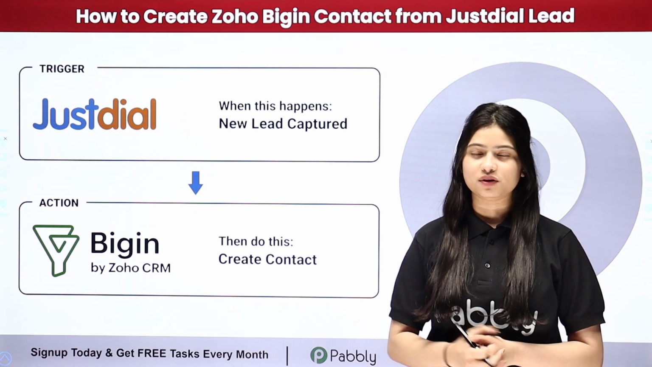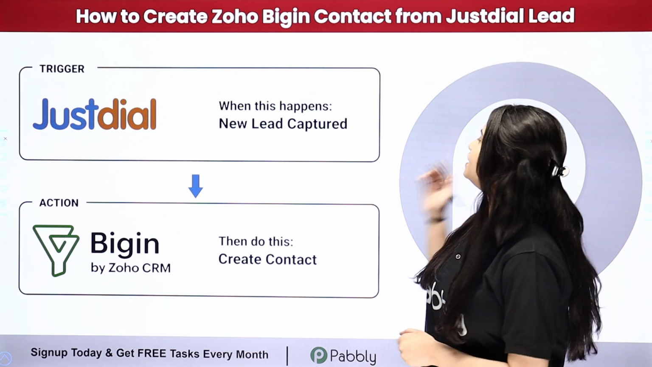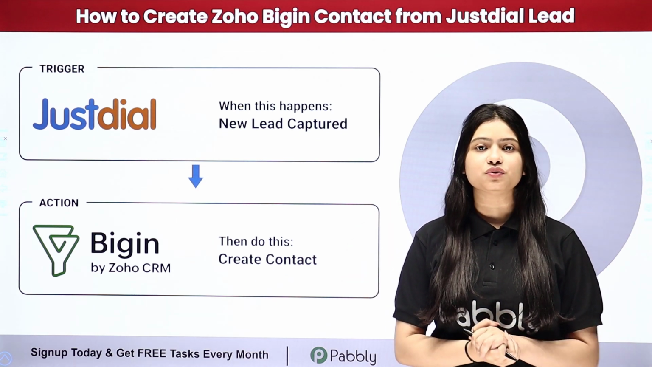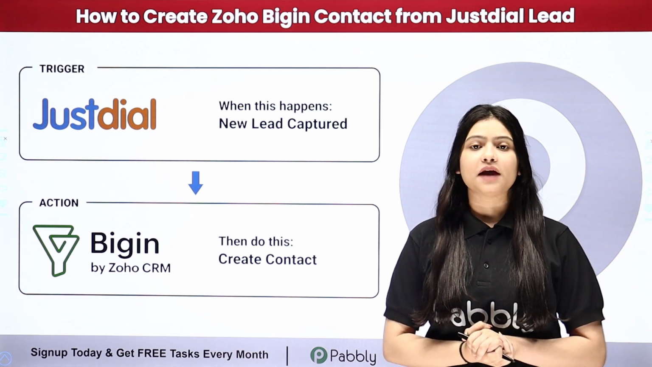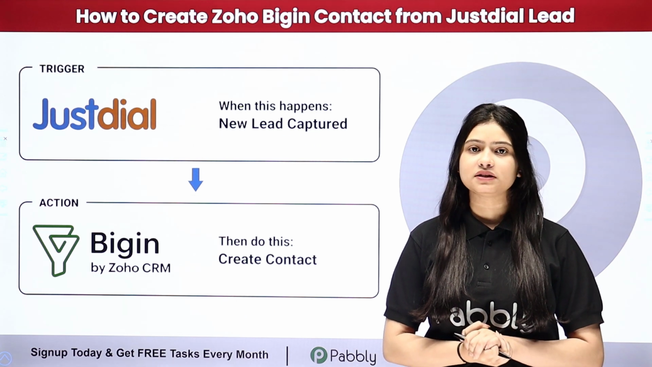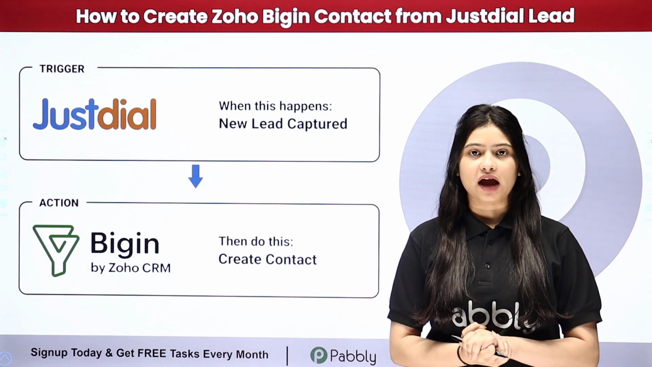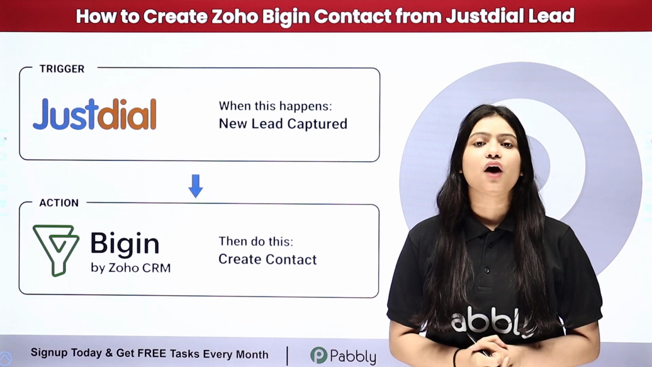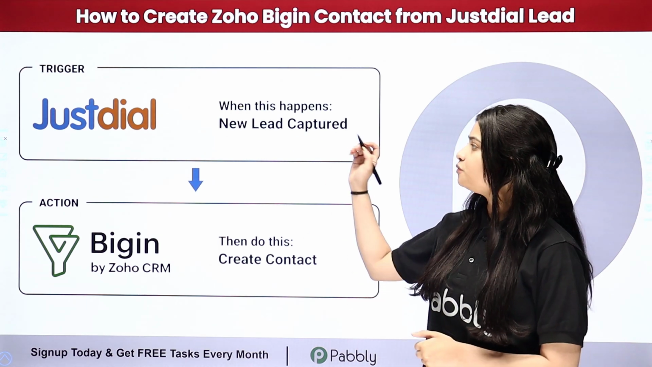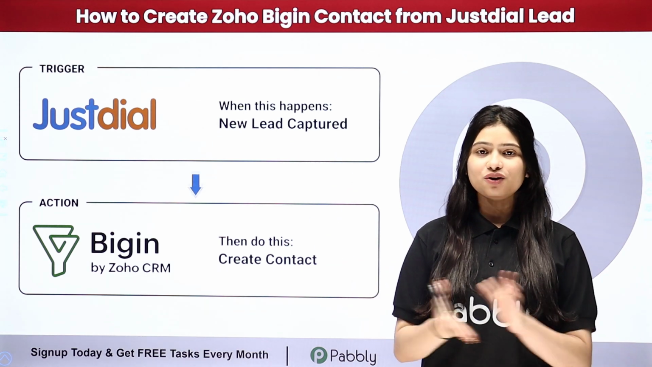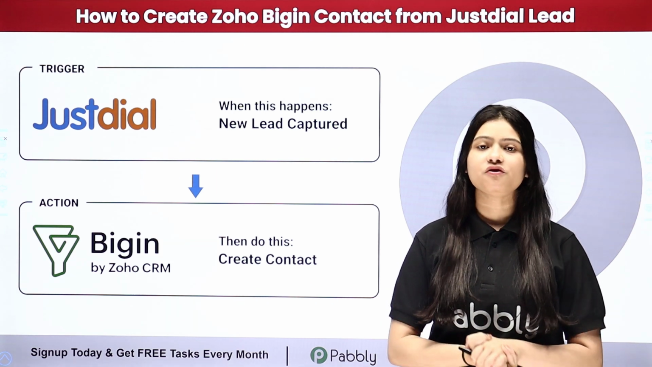In this video, we are going to learn how to create a Zoho Bigin contact from Justdial leads. So as a sales manager of my organization, we are using Justdial to capture the leads. And my objective is that every time we receive a new lead through Justdial for our business, automatically that lead should be added as a contact in my Zoho Bigin, that is the CRM which I am using. Now to automate this entire process, I will have to build a connection between Justdial and Zoho Bigin, and that I am going to do without any coding and programming skills, simply with the help of Pabbly Connect.